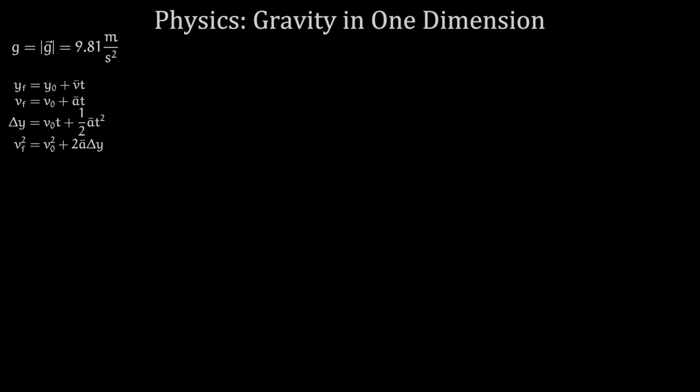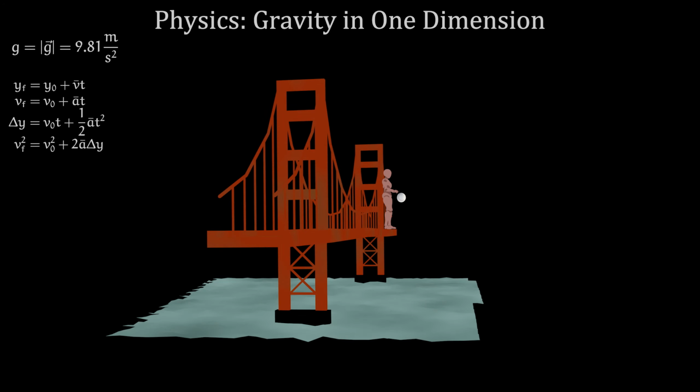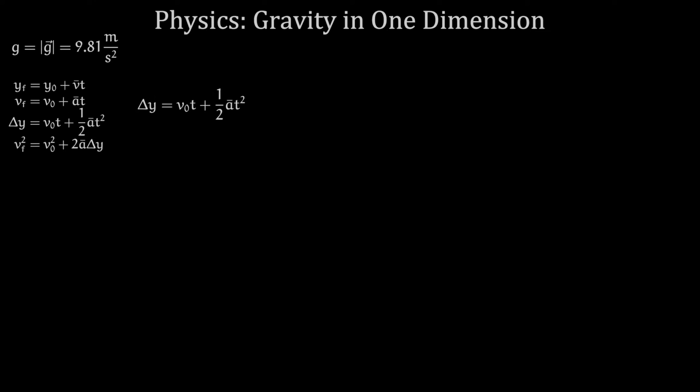Instead of throwing the ball upwards, what if you were standing on a bridge and dropped the ball towards the water, 100 meters below the bridge? How long would it take to hit the water? We can solve this with this kinematic equation. In this case, we need to be careful with our coordinate directions and make sure that we apply the correct signs to our final y position and gravitational acceleration.